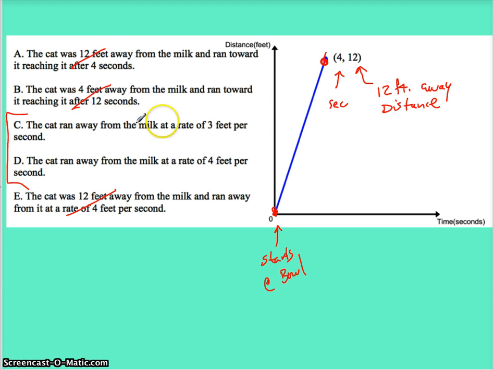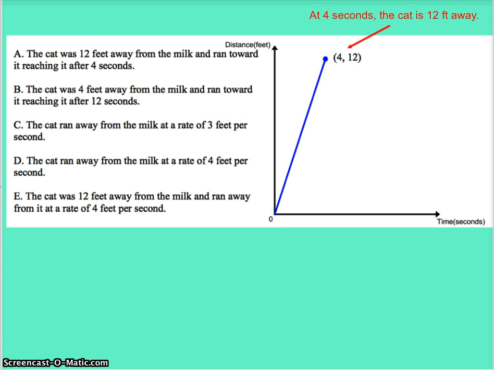The cat ran away at 3 feet per second. The cat ran away at 4 feet per second. Well, let's see. If he's 3 feet per second, we know that he ran for 4 seconds, so 3 times 4 gives us 12. If he ran for 4 seconds at 4 feet per second, he'd be at 16. The one that matches the graph is C. So based on that being 4 seconds and 12 feet away, C is the choice that fits this story. Or excuse me, C is the story that fits this graph.